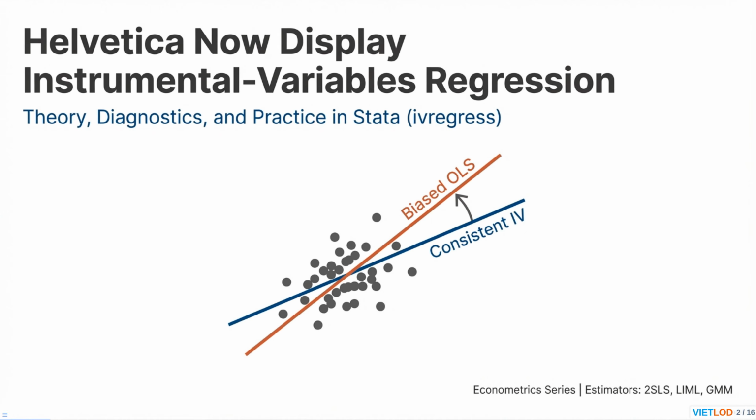Welcome to our presentation on instrumental variables regression, a cornerstone of modern economics. We will explore the theory, diagnostics, and practical implementation using Stata's powerful ivregress command. Think of IV as a way to find the clean part of a variable that is otherwise contaminated by hidden factors. Let us begin by understanding why we need this method in the first place.